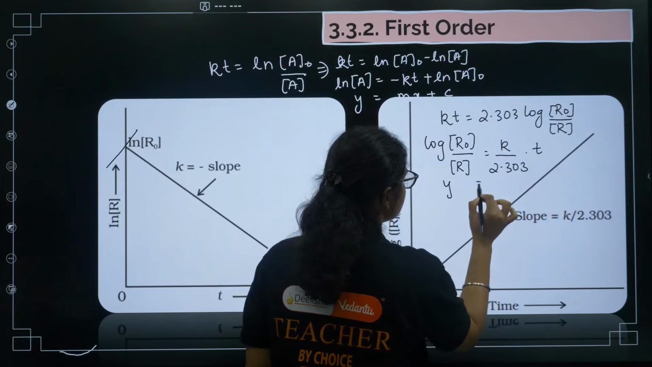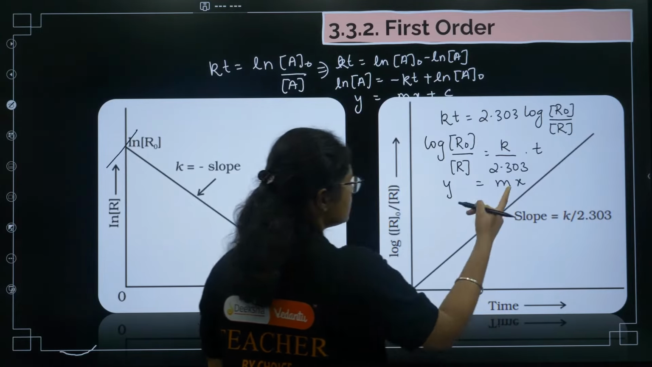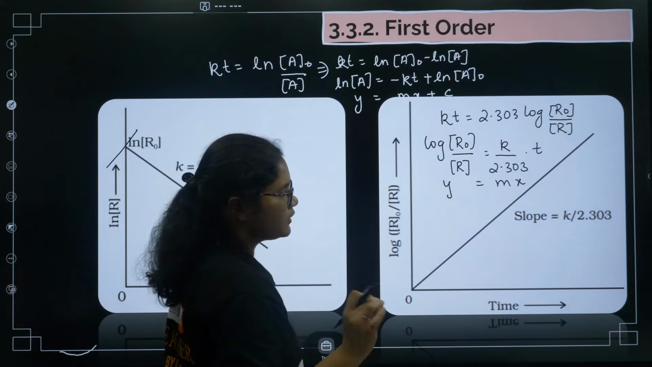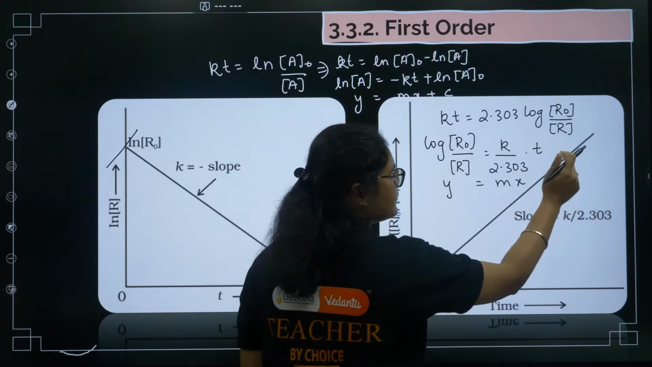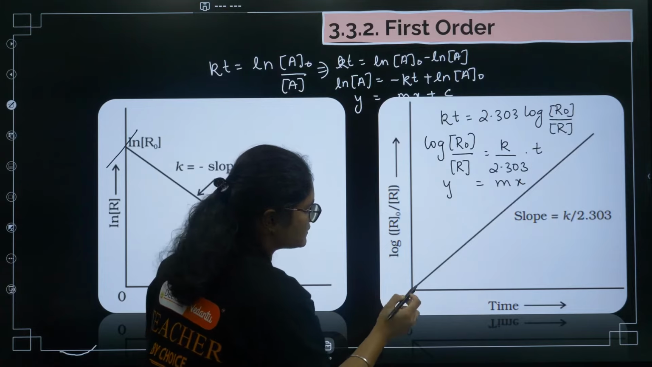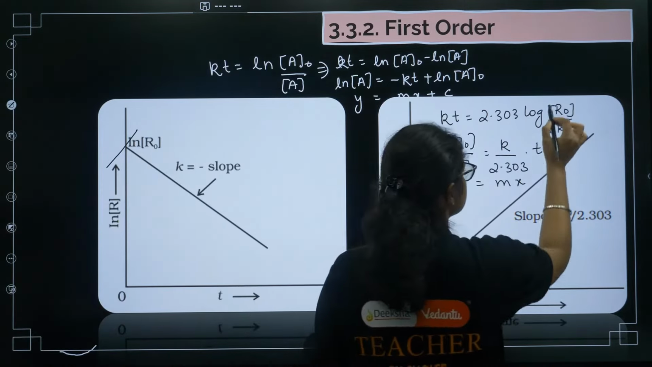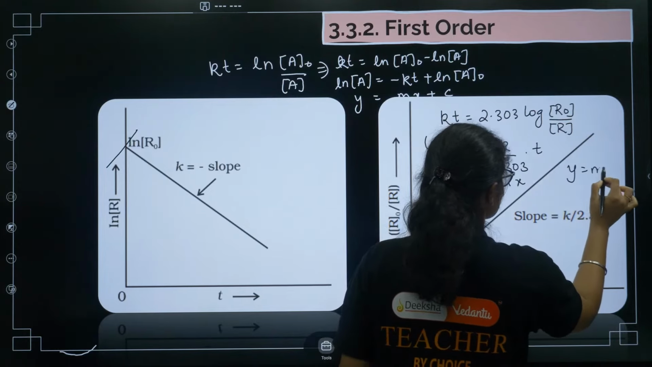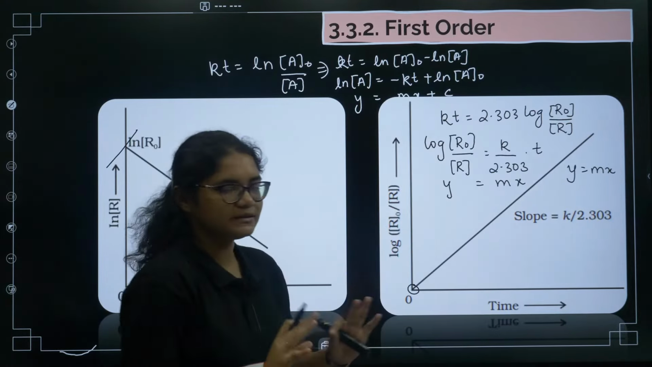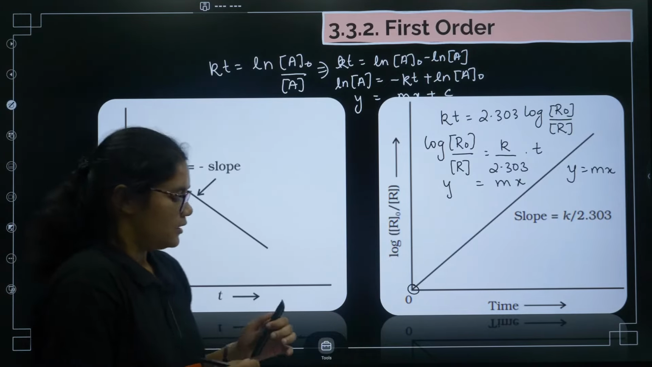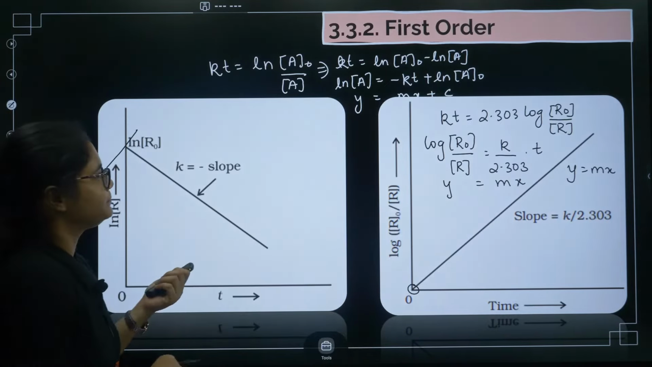So I can write this as y equals mx, right? So y on this axis, what is the slope? Slope is k by 2.303 and it is a positive slope, right? And there is no y-intercept, so the graph is passing through the origin. When there is no c, the equation is of the form y is equal to mx. No c means no y-intercept and the graph will pass through the origin. Getting? So these two graphs you should remember.